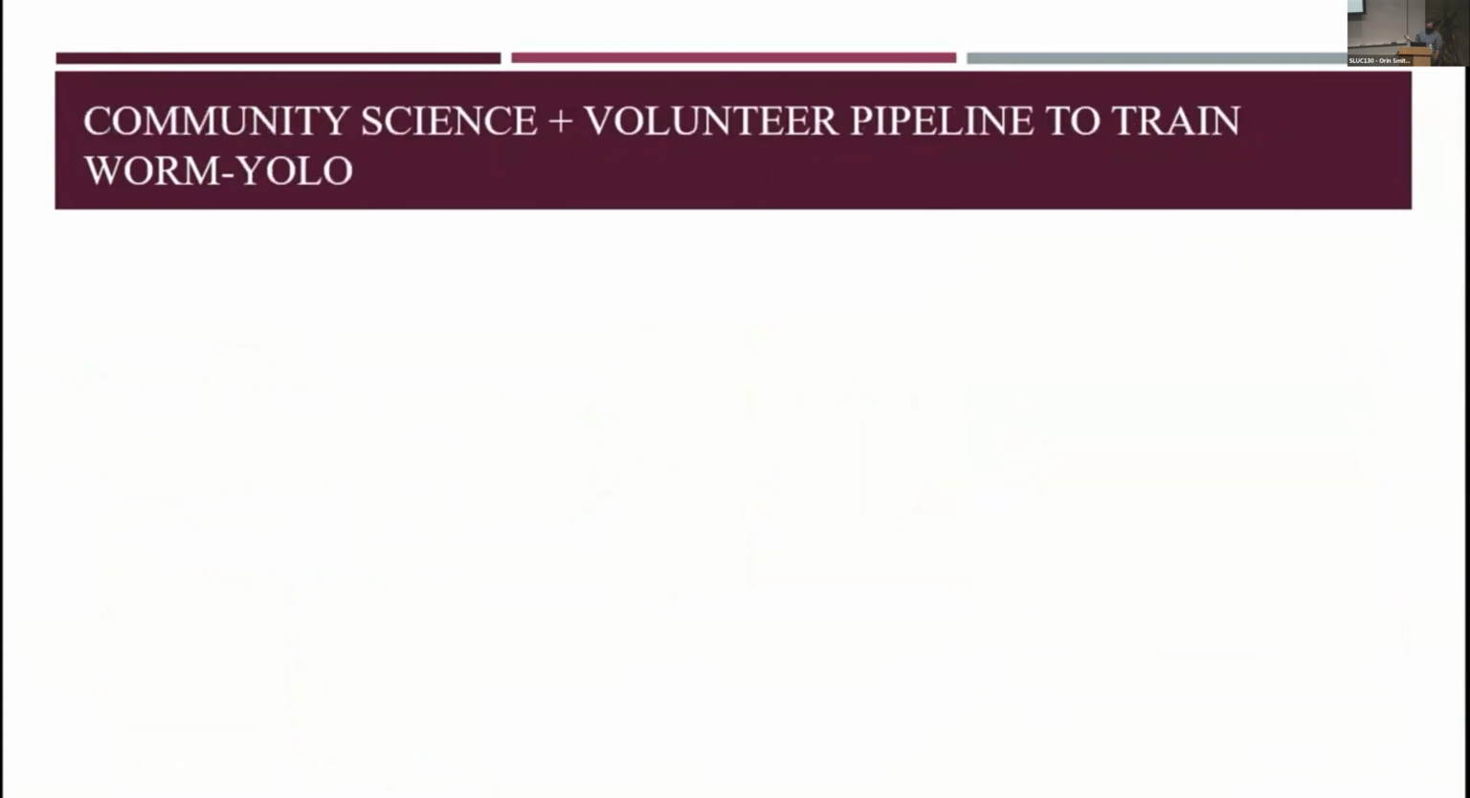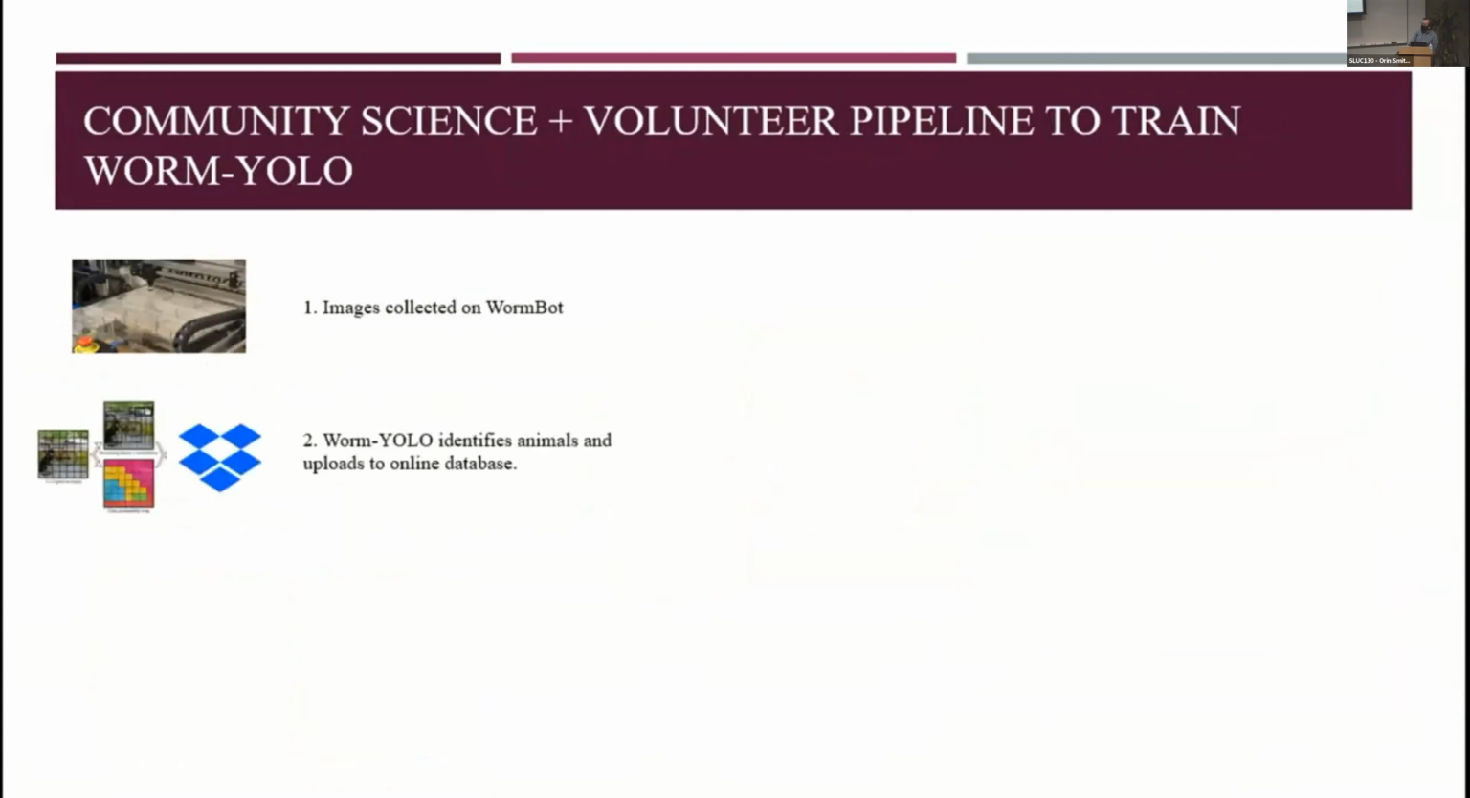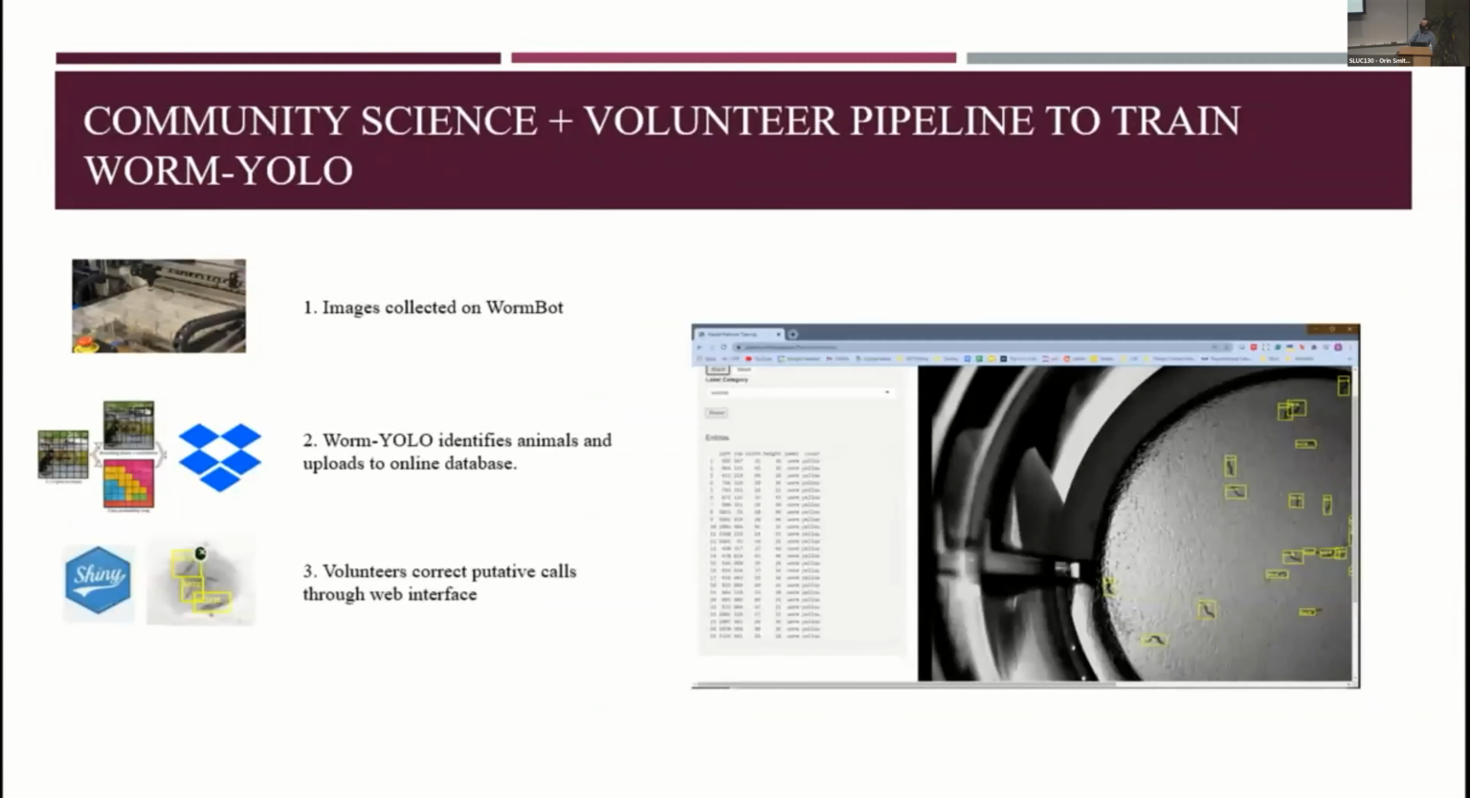And so with this pipeline, we also wanted, as I've said, to engage our community of scientists and volunteers. So we built this pipeline where images were collected from the WormBot. We used our early manually trained version of Worm YOLO to detect worms. And then I made a website where students could log in from all over the US, but also the world, and help us train this network in identifying and tracking these individuals longitudinally. And then, of course, all of that data is brought back into the neural network and retrained.